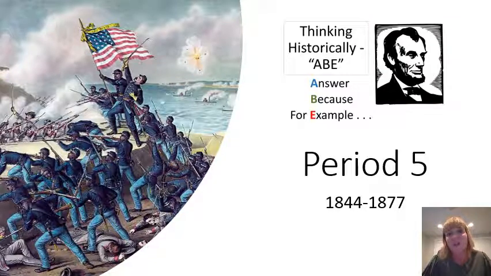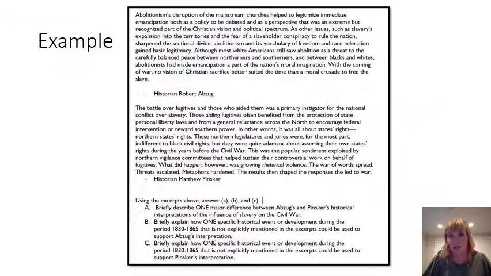And so we're going to use our ABE strategy to dissect some of those opinions on the Civil War, and then we're going to look at how they form their arguments, how they support their arguments, and then we are going to delve in and find some examples that can support the arguments that they're making. So let's go ahead and look at a sample question to get a feel for what this looks like. So here is a sample question.